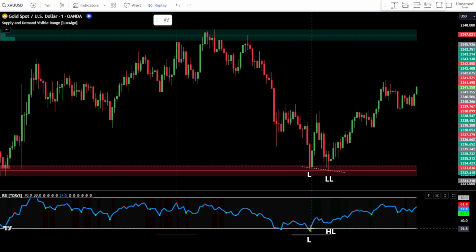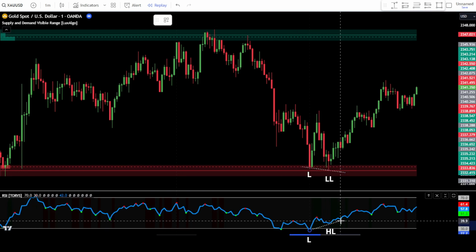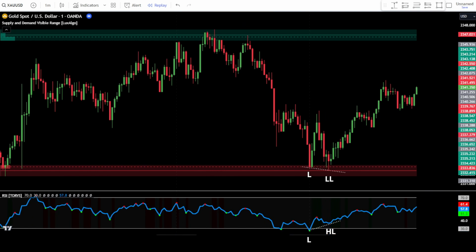Bullish divergence occurs when the price forms a new lower low while the indicator forms a new higher low. For example, here we see that the price has formed a new lower low, moving lower than the previous low point, while simultaneously, the indicator moves in the opposite pattern, forming a new higher low.